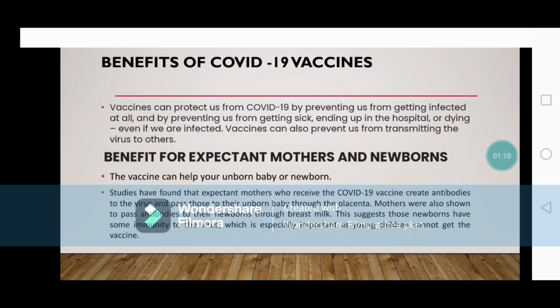This suggests those newborns were somehow immune to the virus, which is especially important as young children can't get the vaccine, because vaccines are basically age specific. People of a specific age can get the vaccine and other people cannot. These are specificities of the vaccine.